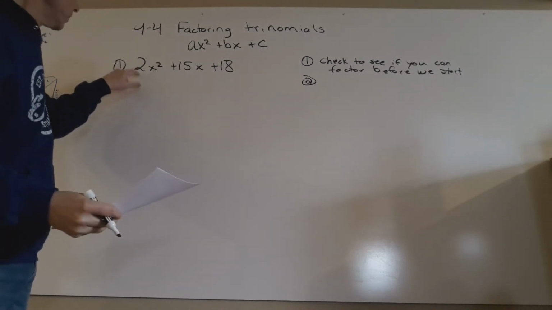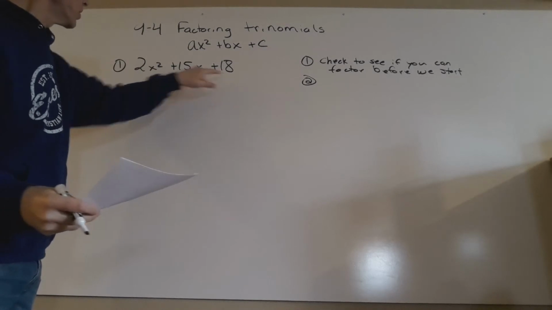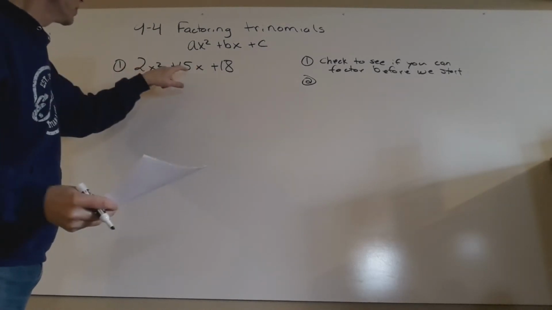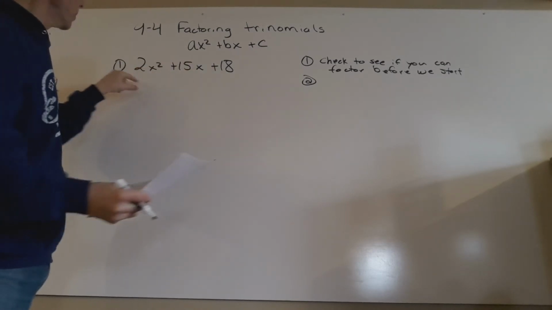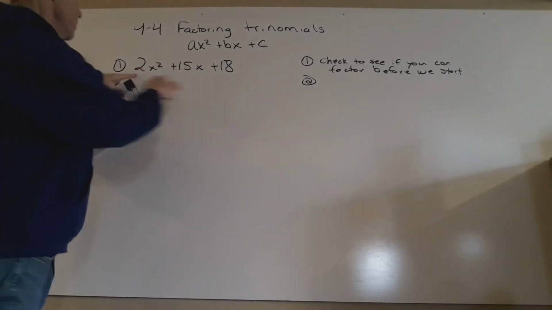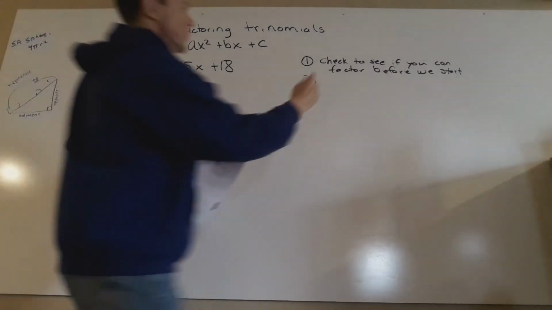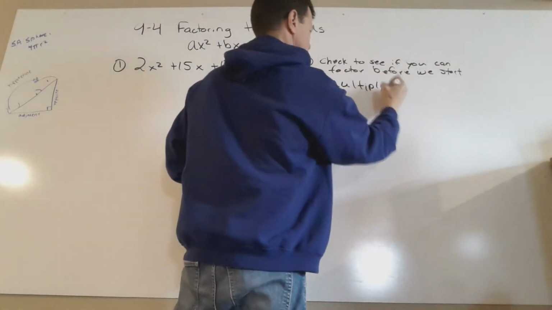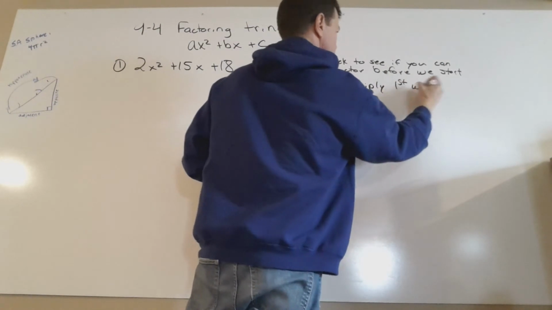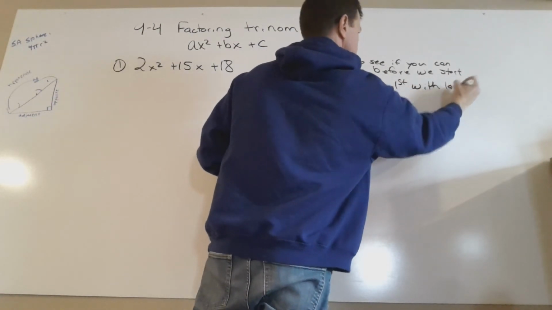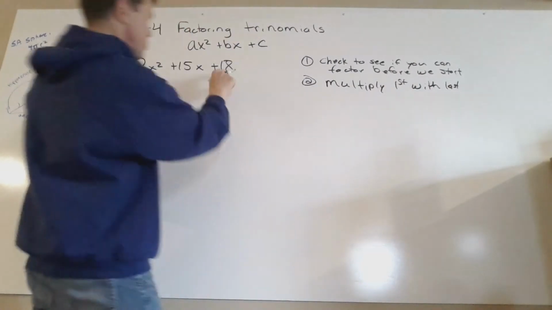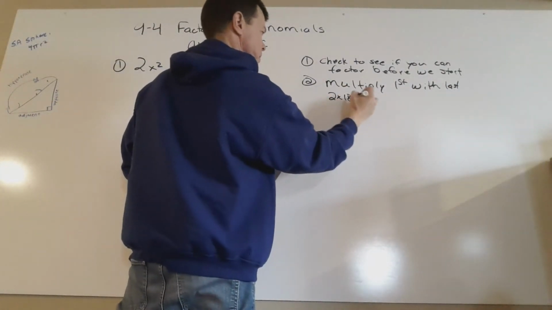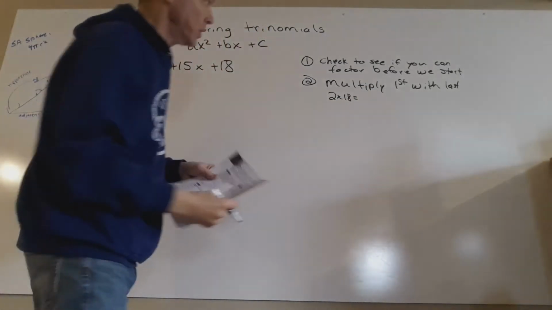Multiply the first term and the last term, as long as it's in this form, which is ax squared plus bx plus c. It needs to be in this form. So we will multiply the first term with the last term. The first with the last. So 2 times 18. 2 times 18 is 36.